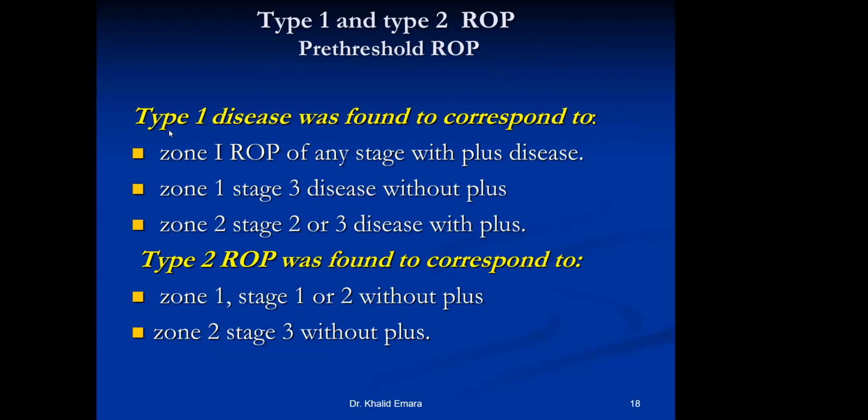High risk means any ROP in zone 1 with plus disease, zone 1, stage 3 without plus disease, or zone 2, stage 2 or 3 with plus disease. The milder cases were termed ROP type 2, which means zone 1, stage 1 or 2 without plus disease, or zone 2, stage 3 without plus disease.